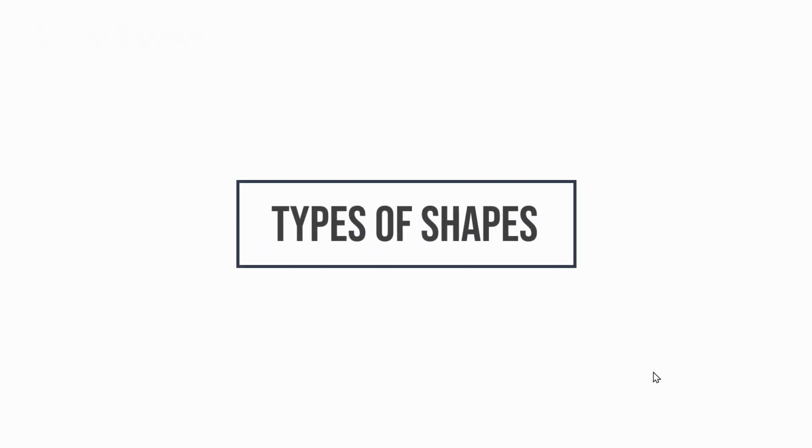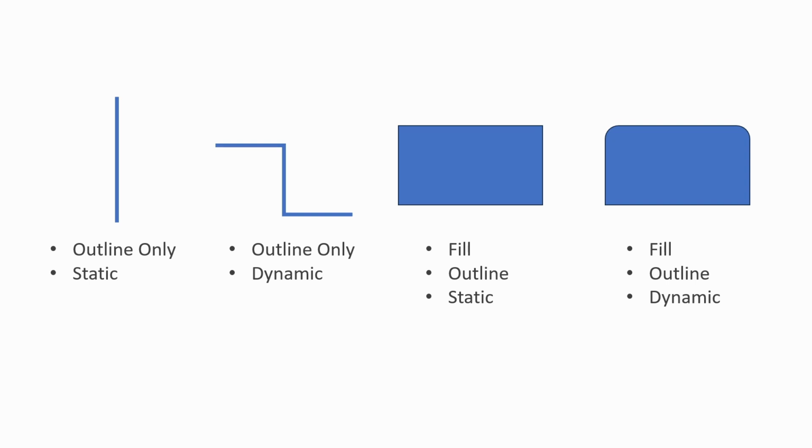So what are the different types of shapes that you will encounter? I have classified them in 4 types. The first one is just a line. It doesn't have any shape fill associated with it. It's just an outline, and these are static shapes. So you can resize them. However, they don't do anything more than that.